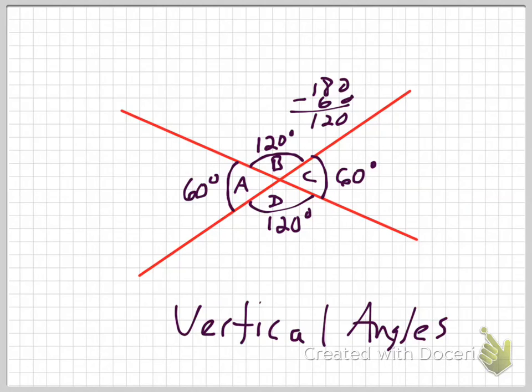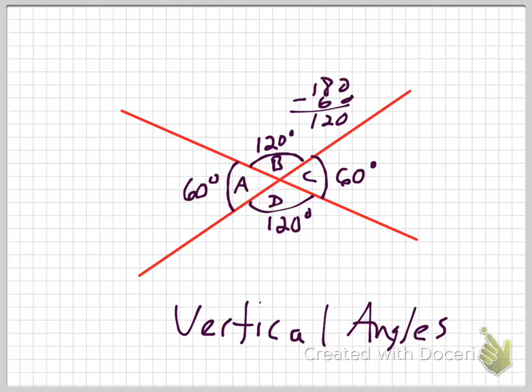Vertical angles are intersecting lines. That doesn't make any sense. Vertical angles are two intersecting lines? No. They form vertical angles. So what are vertical angles? Keep reading. They have equal measures. Vertical angles have equal measures.